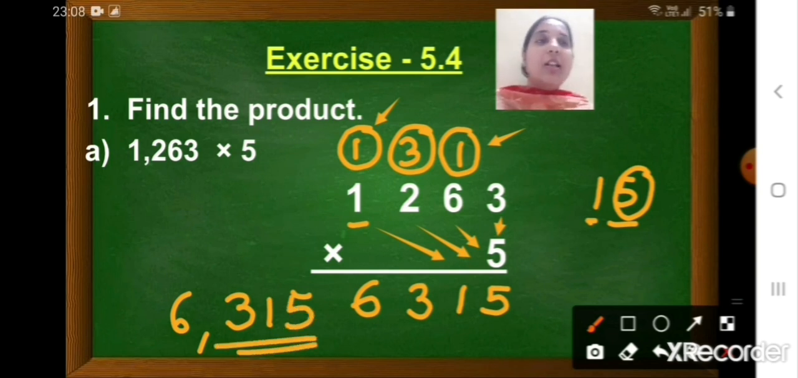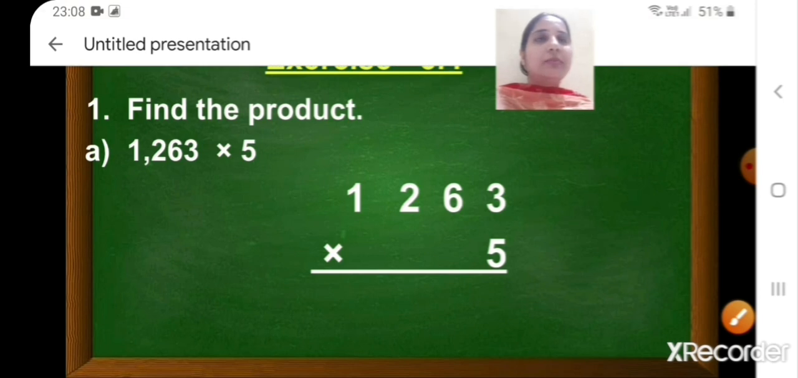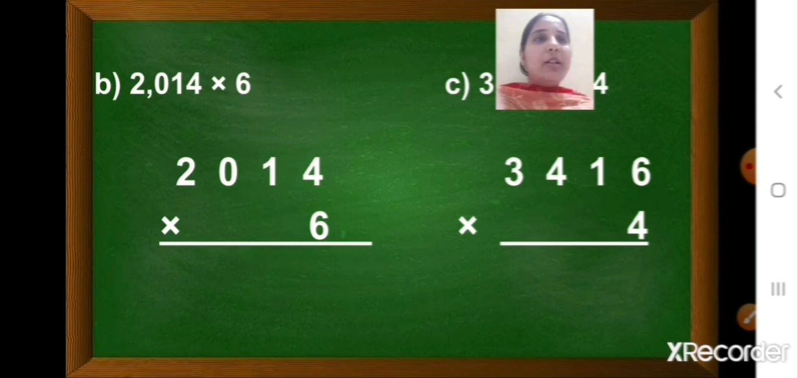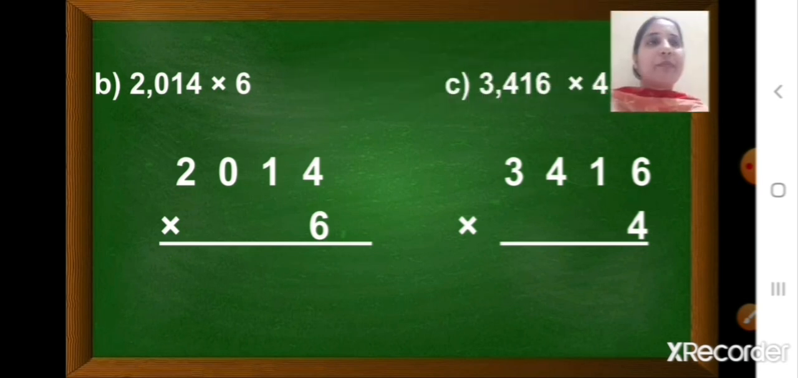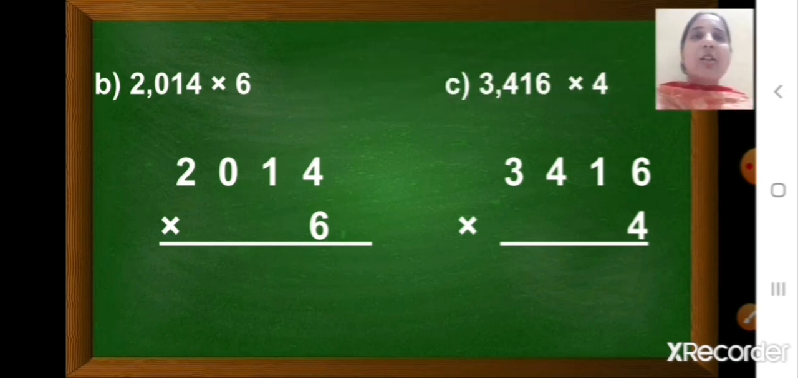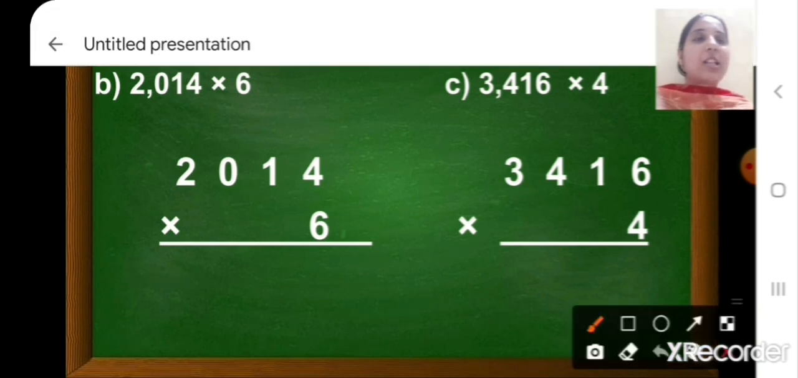Children, always remember that whenever we multiply, we always start from the ones place and then we move towards the left. Now let's move to the next question. Now question number B is 2014 multiplied by 6. Again we will start with the digit at the ones place.